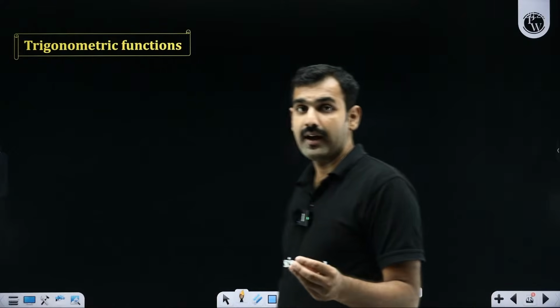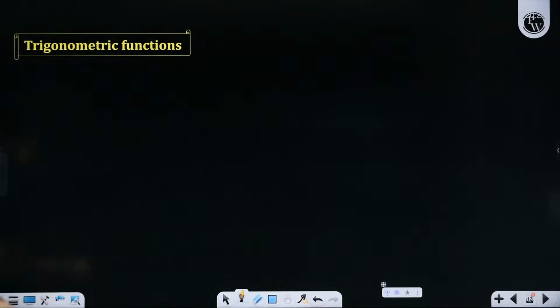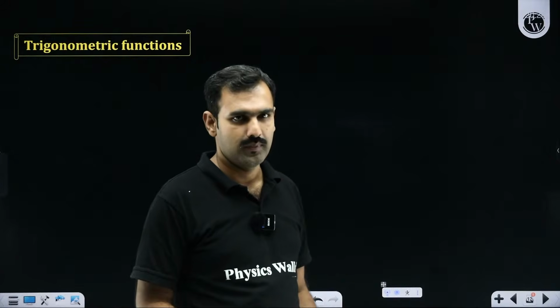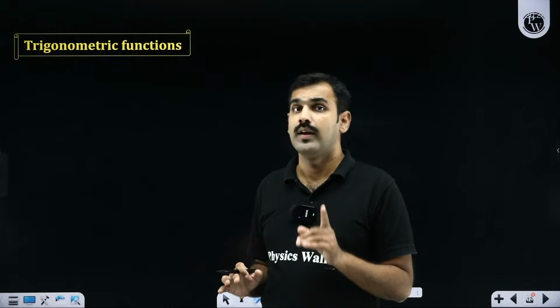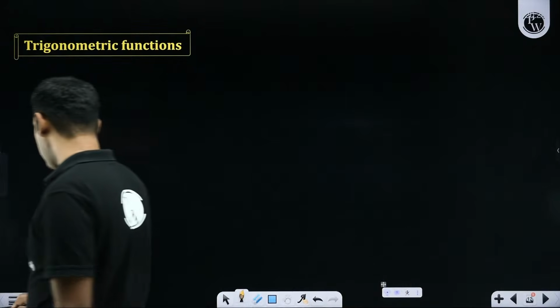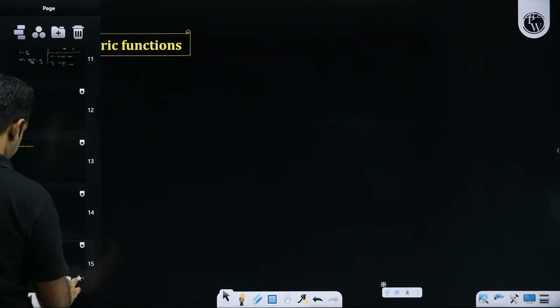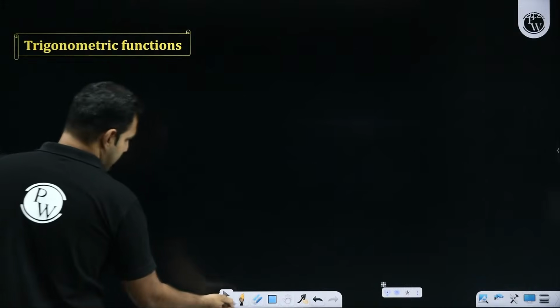Then we have trigonometric functions. What are they exactly? Trigonometric functions are your straightforward functions like sine, cos, tan, cosec, sec, cot. These are the standard core 6 functions which you follow. Let's understand them one after another. I'll begin with sin x.